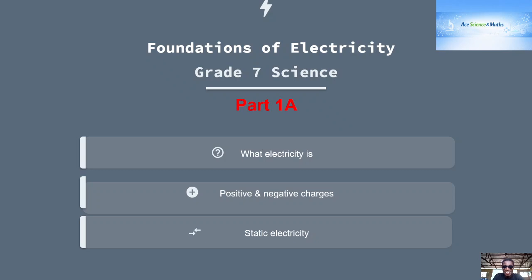Today we are starting a new lesson on electricity, one of the most important and fascinating forces in the world. And I assure you that by the end of this lesson or video, you'll be able to define what electricity is and what causes it. You'll also be able to identify both positive and negative charges. And finally, you'll be able to understand and explain what static electricity is in detail.